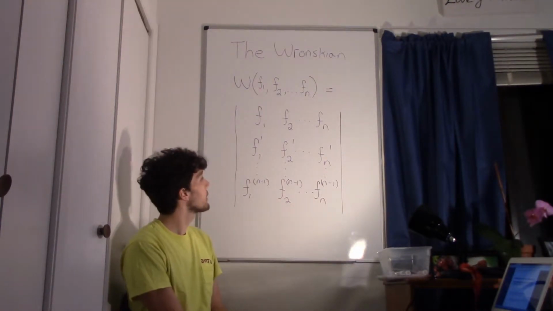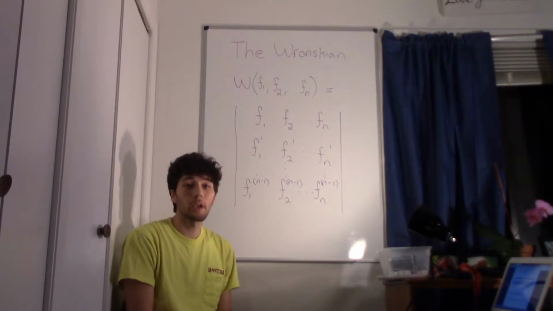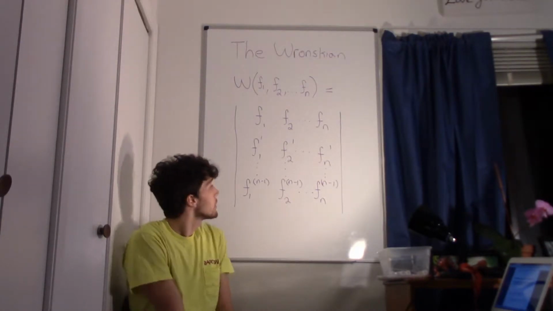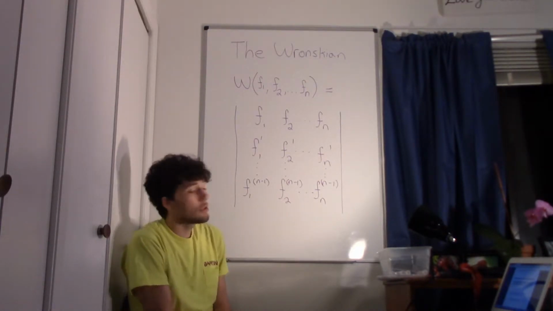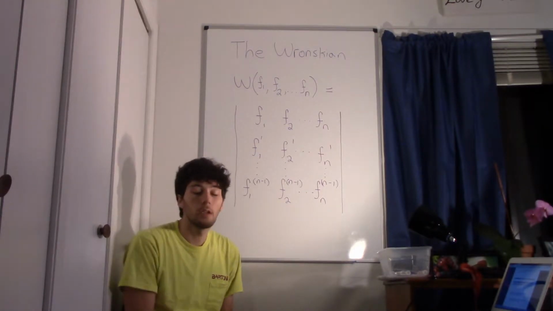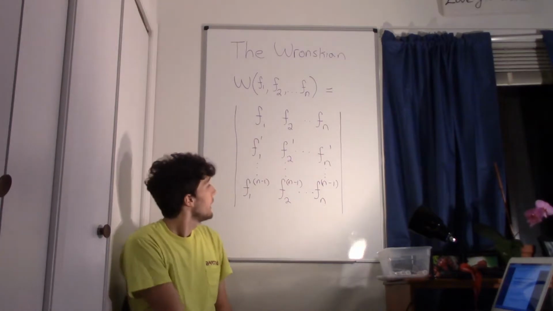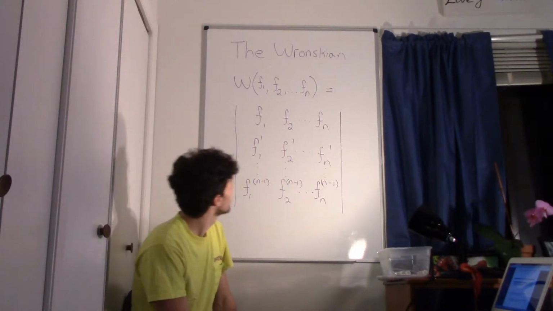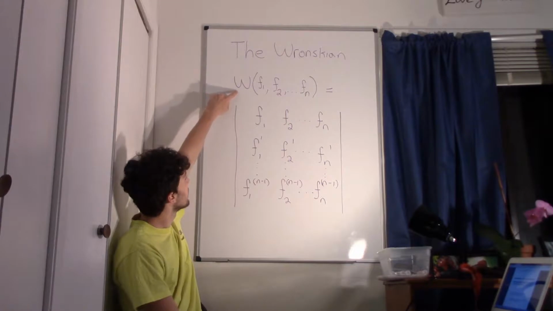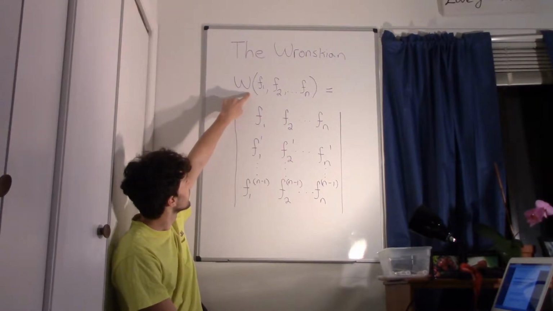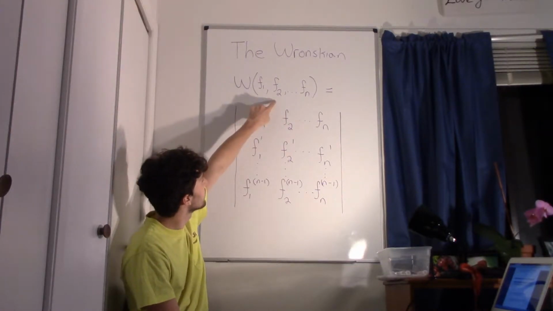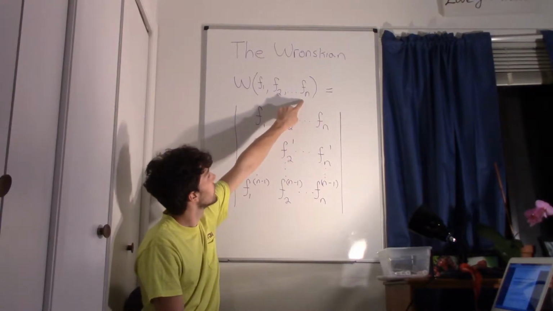Welcome to Bedtime Mathematics. Today we're going to be talking about the Wronskian. The Wronskian is a way to find if a set of functions is linearly independent or dependent. We have the notation W for Wronskian, and then you have your number of functions all the way to the nth.